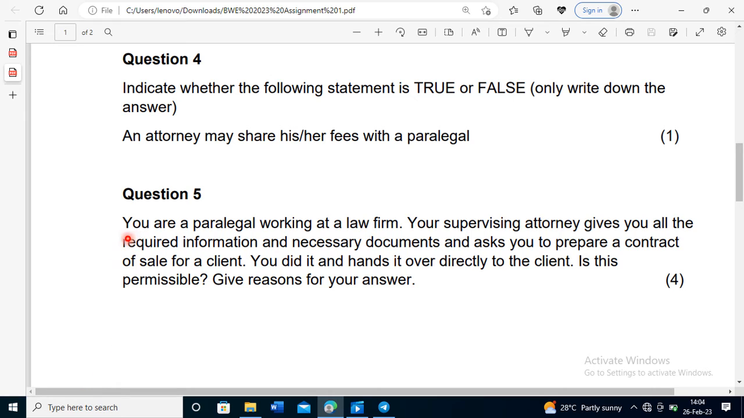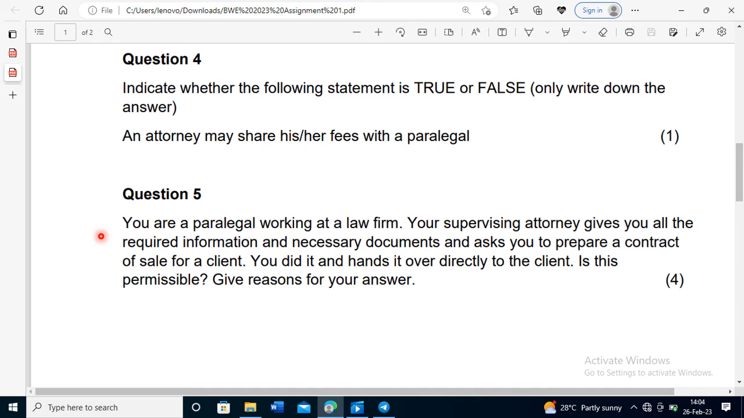Question 5. You are a paralegal working at a law firm. Your supervising attorney gives you all the required information and necessary documents and asks you to prepare a contract of sale for a client. You did it and hand it over directly to the client. Is this permissible? Give reasons for your answer. So they just want to know whether it is okay for a paralegal to hand over the work to a client. One thing that I can tell you is that no, a paralegal cannot hand over the work to a client.